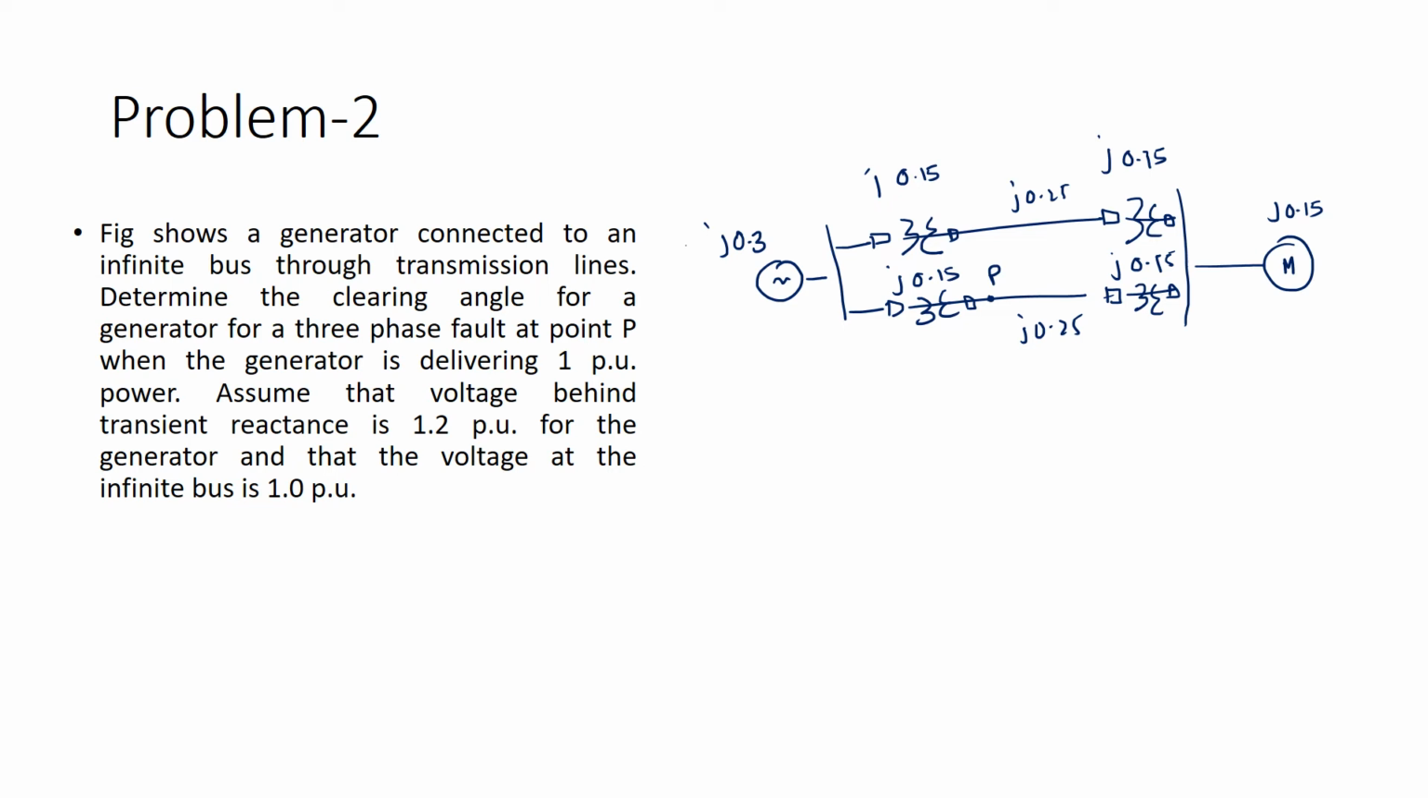Now let us take up the problem for solving the critical clearing angle, where it says that the figure shows a generator connected to an infinite bus through transmission lines. Determine the critical clearing angle for the generator for a three-phase fault at point P. For this point P, we need to calculate this. Now, for a three-phase fault at point P, when the generator is delivering 1 per unit power, assume that the voltage behind the transient reactance is 1.2 per unit for the generator, and that the voltage at the infinite bus is 1.0.